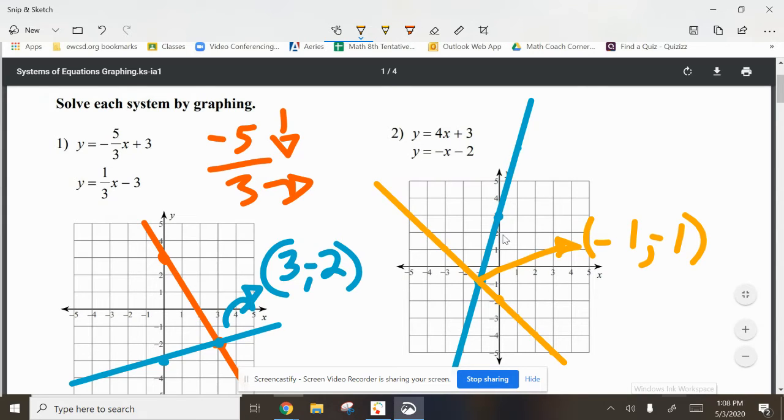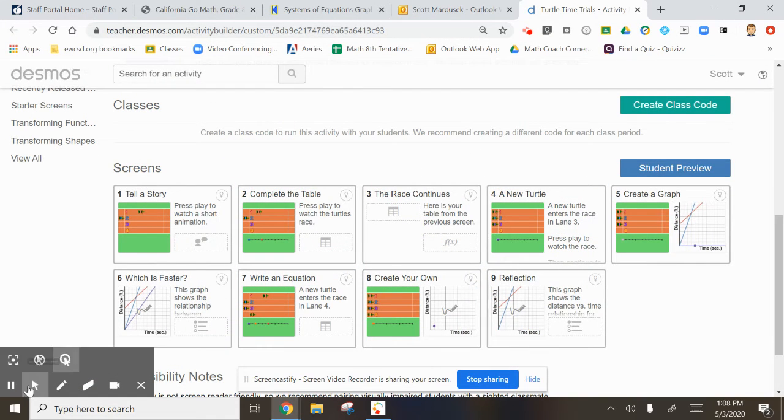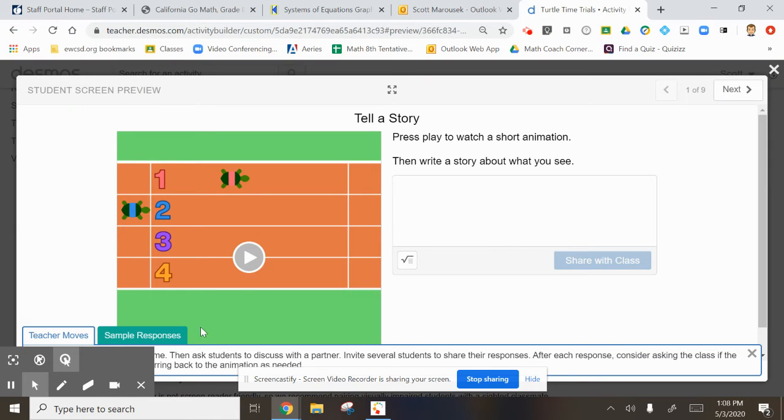Okay. Now, I want you to have a notebook out to take some notes on what we're going to do from now on. Let me go ahead and do this here. I'm going to open this screen up and pause. All right, so this is the first page on the Desmos that I want you to do, and it says tell a story. And then you're going to go ahead and push play.